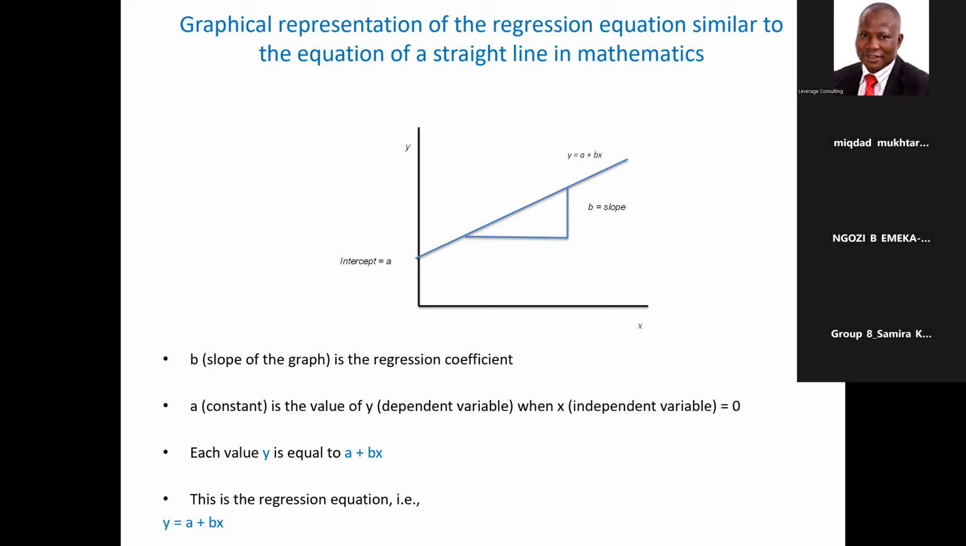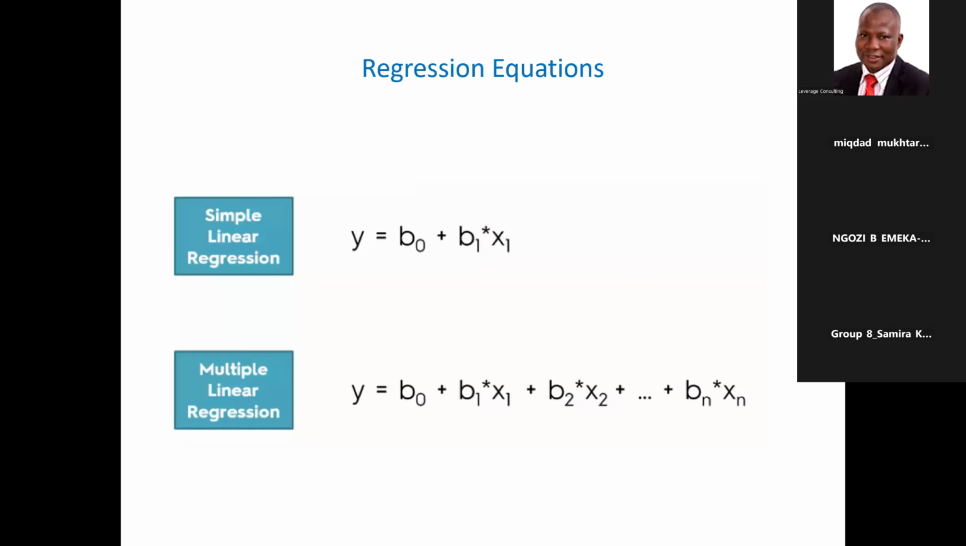So if you want to predict y, which is the outcome, that's the origin of the model I told you about. The model is a plus bx, or bx plus a. This is the regression equation. You see y is equal to a plus bx. That's the simple regression equation.